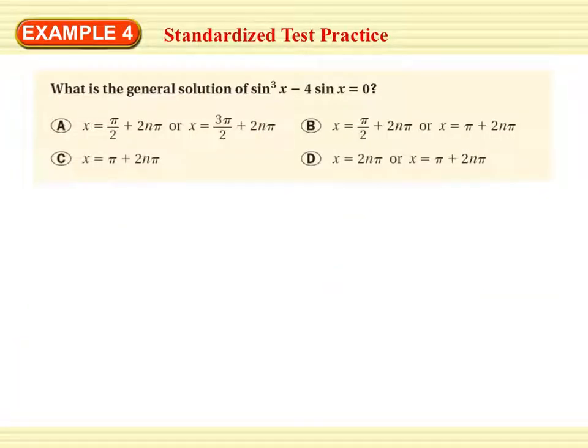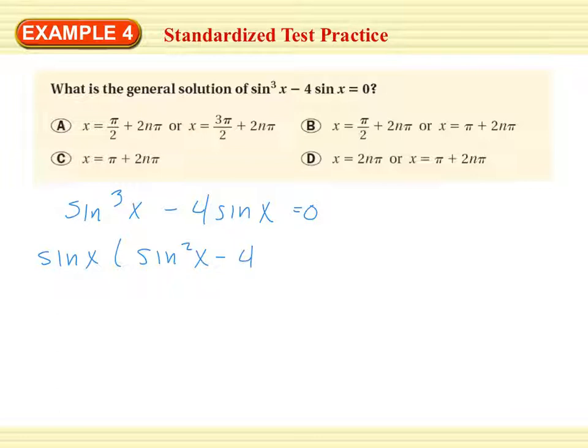All right, example 4. What is the general solution of this one? So write the original equation. That's a cubed, which is really crazy. Sine cubed x minus 4 sine x equals 0. Weird enough, I can actually factor out a sine x. I'm left with sine squared x minus 4.